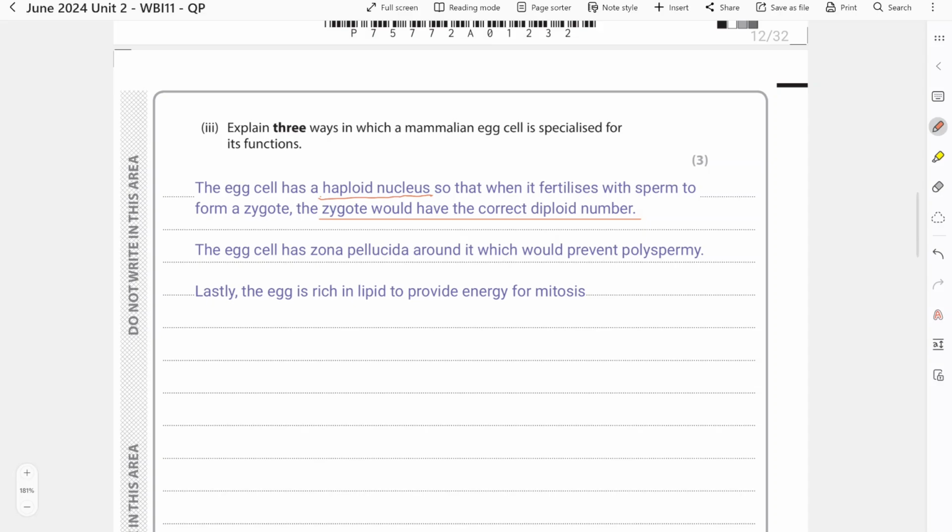Another thing you can also say is the egg cell has zona pellucida, which prevents polyspermy. Polyspermy is basically when you have more than one sperm going into the egg, which we don't have for humans, because the zona pellucida prevents that from happening. And lastly, the egg cell is rich in lipids to provide energy for mitosis, because once you form the zygote, they would undergo multiple rounds of cell division.